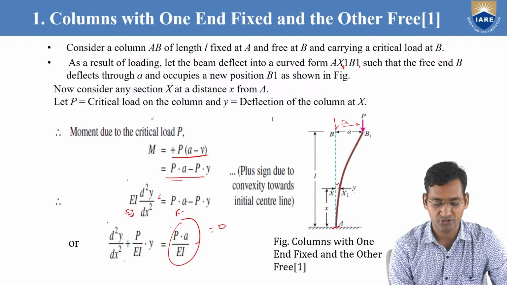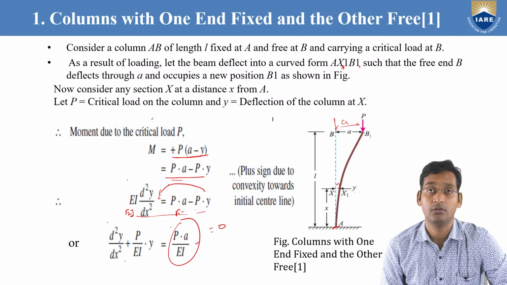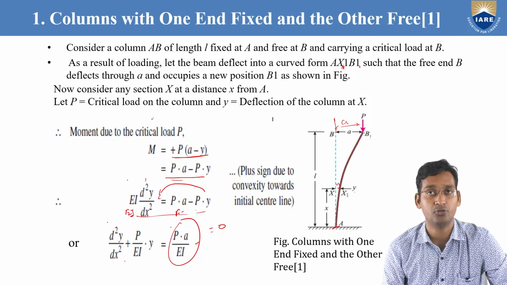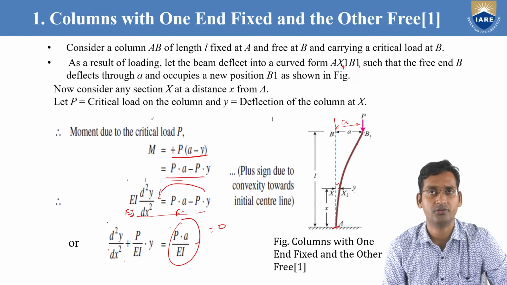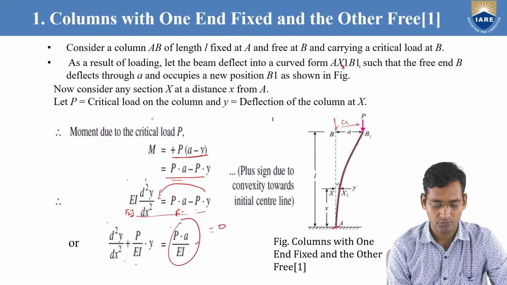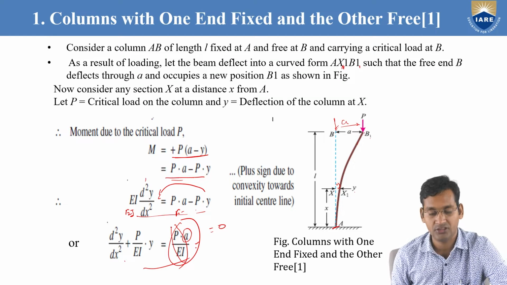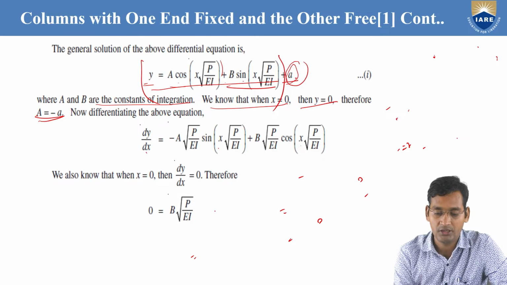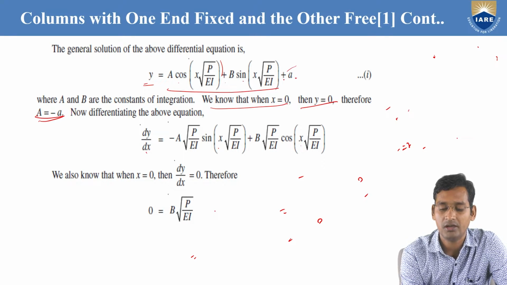After simplifying this one, put the value of M here, right, and take the P y term to this side. Next, the coefficient of d2y by dx square should be equal to 1. So just divide by EI to all the terms. So after dividing, what you will get? d square y by dx square plus P by EI into y equals P a by EI. So this we got. Now here just see, whatever this term is extra to P by EI, just remove P by EI and add this term to the general solution of the first question. So here is the general solution, right? This term will be common for all, only that a will be added.